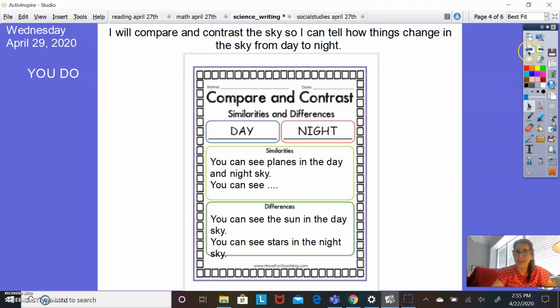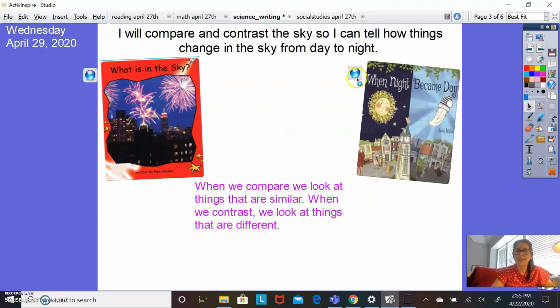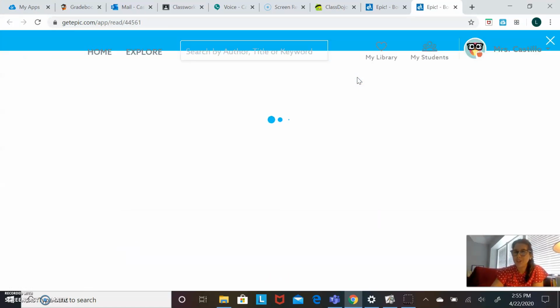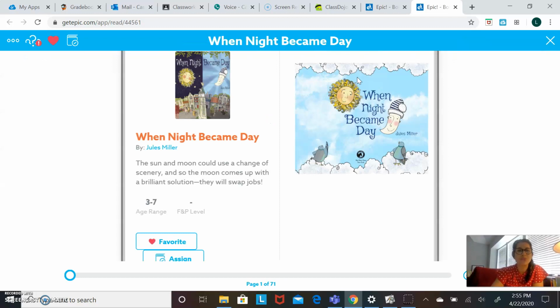And last, I found this really fun story. It's called When Night Becomes Day. It's just a fun little story, and I'm not going to really tell you too much about it. I read through it, and it had some really funny parts. But the sun and the moon, they want a change of scenery. And so the moon comes up with this brilliant solution. They want to swap jobs. The moon wants to do the sun's job, and the sun wants to do the moon's job. Read this and find out what happens. Find out how it goes.